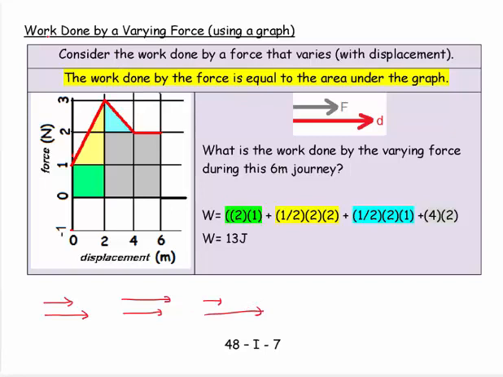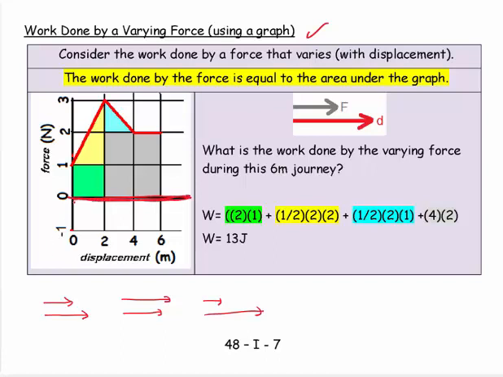We say this is the work done by a varying force, and this is a slide using graphs. We say consider the work done by the force that varies with displacement. Remind ourselves the work done by a force is equal to the area under the graph. So first of all, the first mistake is people go to the bottom of the graph. Well, I have negative forces in here. I have forces in the other direction. So we go to the axis.